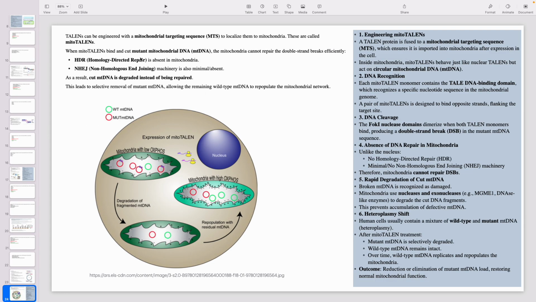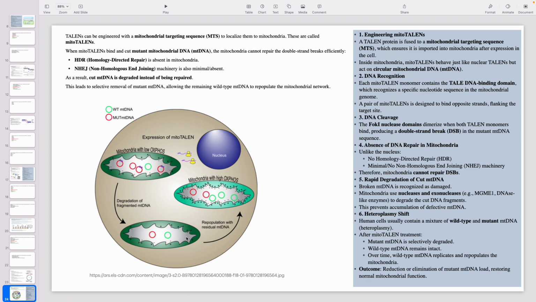These TALENs can be engineered with a mitochondrial targeting sequence to localize them into the mitochondria, so they are called mitoTALENs. We have seen how they are engineered. In the mitochondria, there is no DNA repair mechanism like homology directed repair or non-homologous end joining. Therefore, the mitochondria cannot repair double-stranded breaks. As a result, cut mitochondrial DNA is degraded instead of being repaired.